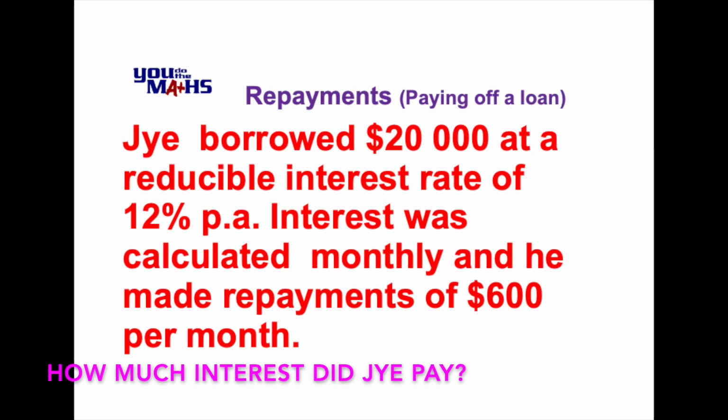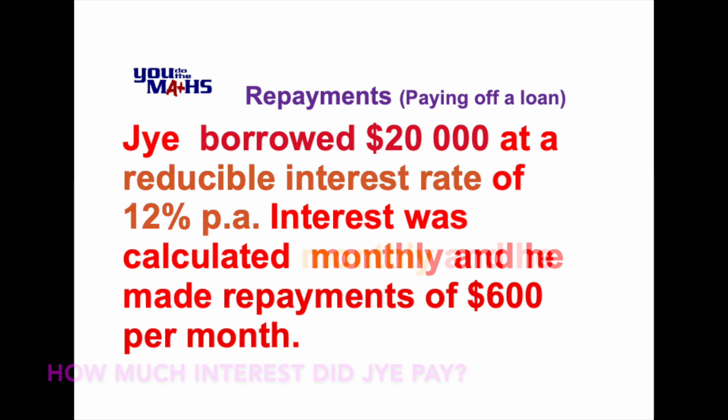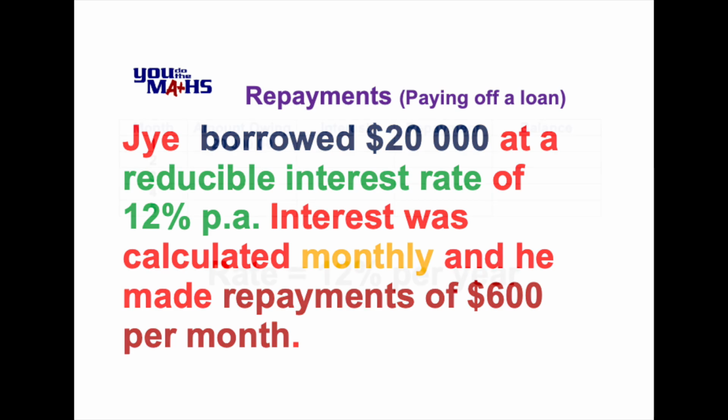It's suggested that you pause here and identify the key parts that we're going to use to solve the problem. So we can see the key information here that we have a certain amount being borrowed, or the principal or the loan, $20,000. The interest rate is at 12% per annum, and that's going to be calculated monthly. And on top of that, there are repayments being made of $600 every month.